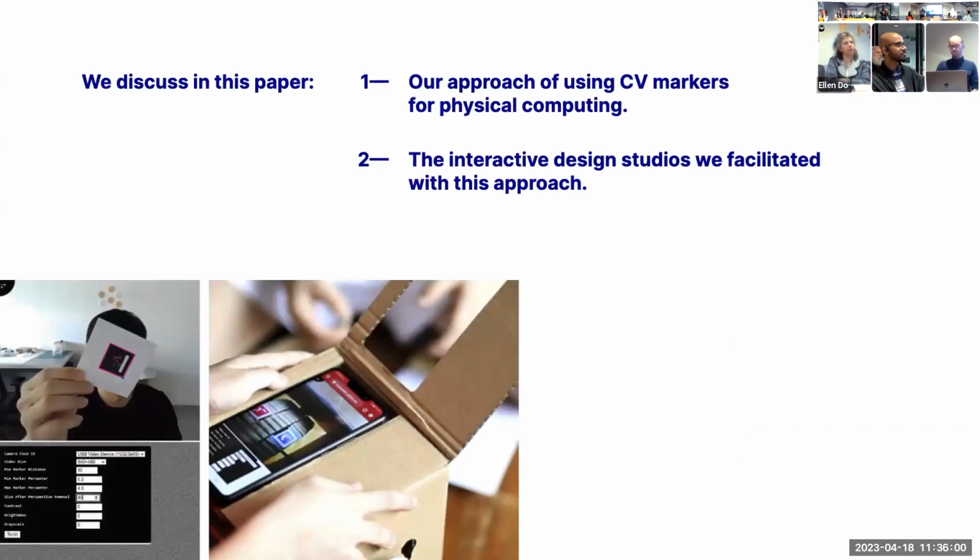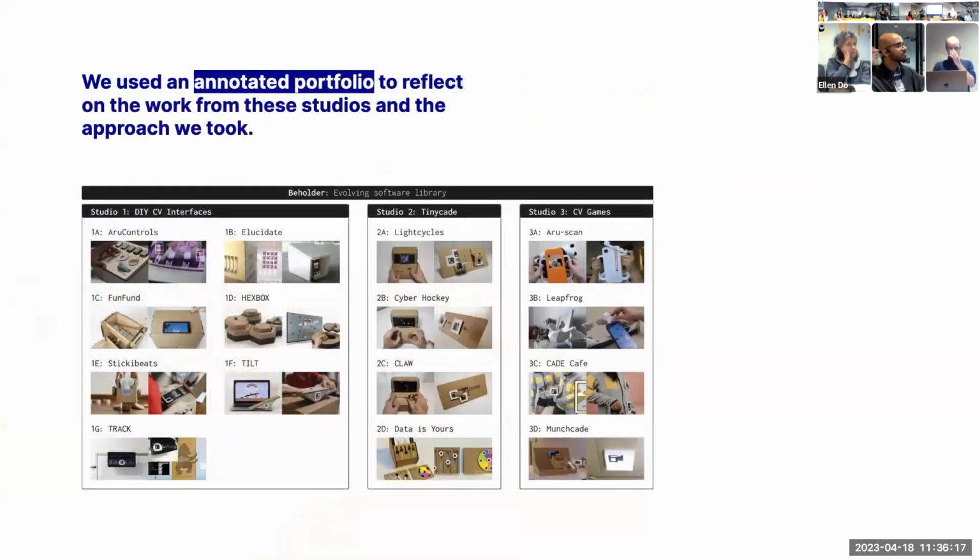In this paper, we reflect on our work with CV markers as a material for physical computing, as well as the results from a series of studios in which we shared this technique with other design students. To that end, we developed Beholder, a web-based programming library that leverages CV markers as a material for detecting tangible interaction. We used an annotated portfolio to reflect on the work from these studios and the approach we took.